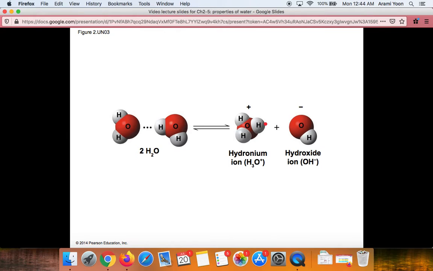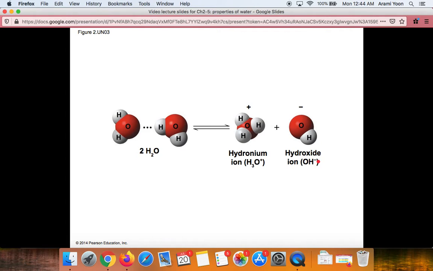Since it left its electron behind over here, this hydrogen is just a proton. It's just a positive charge. And so that causes this entire molecule to be positively charged. We call this a hydronium ion, and its symbol is H3O+. We call this one a hydroxide ion, and its symbol is OH-.